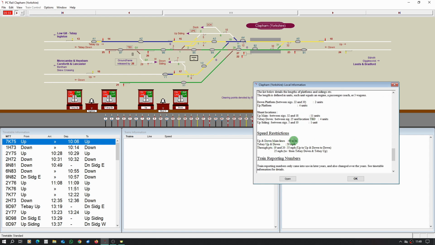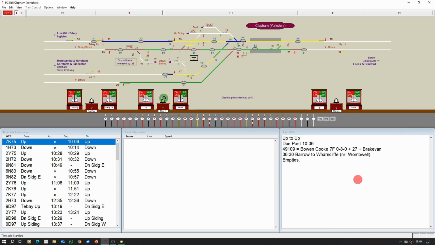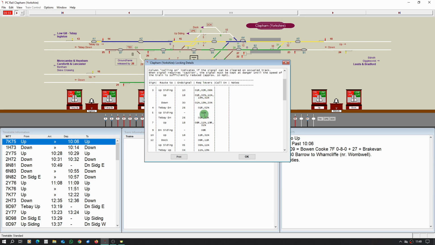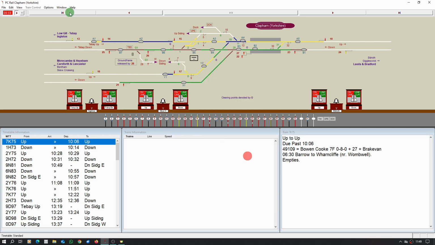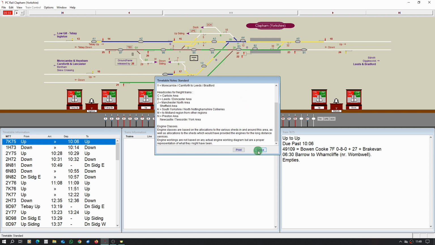Speed restrictions: we've got 60 on the up and down main lines, and then through the junction it's down to 35, and that's all the local information. Again, they say we've got locking details. Each signal tells you what signal, what point or what the lever positions, and then we've got timetable notes, and then it tells you the 19th of June 1954 timetable. As I say, it's quite a simple one.